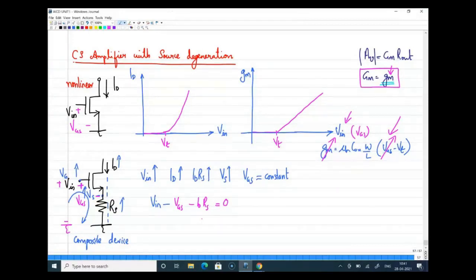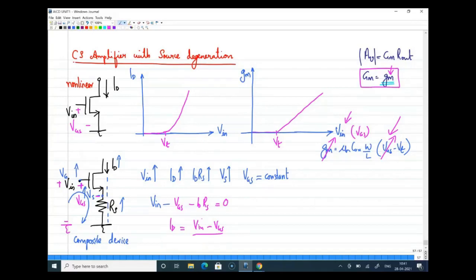So when you are increasing your Vin, finally your VGS is remaining a constant value, right? So from the relation, you can see that Vin minus VGS minus ID RS is equal to 0, or when you write it further in terms of ID, I can say that ID is equal to Vin minus VGS divided by RS. You may be wondering what I'm doing. I'll be explaining that now.